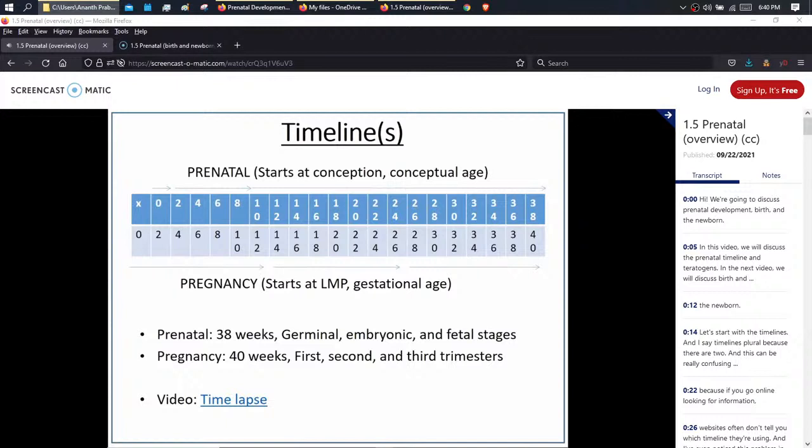The pregnancy timeline begins with a person's last menstrual period and goes for 40 weeks. The pregnancy timeline is divided into 3 sections of equal lengths called trimesters.